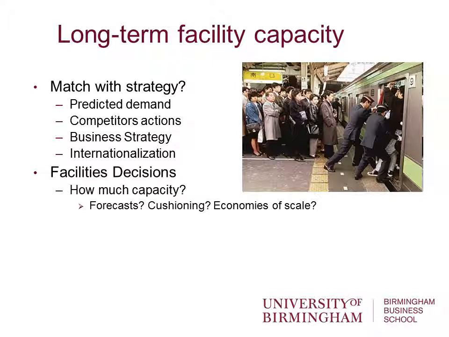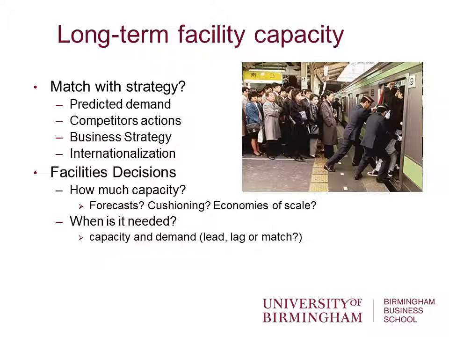Okay, this will lead to decisions about facilities. How much capacity do you want? What are our forecasts? Do you want to cushion against anticipated future demand? And do we want to develop economies of scale? So do we want to build up enormous levels of capacity in order to produce vast quantities which in turn, as we saw earlier, will mean we can shift into a mass production mode and reduce our cost per unit of production.